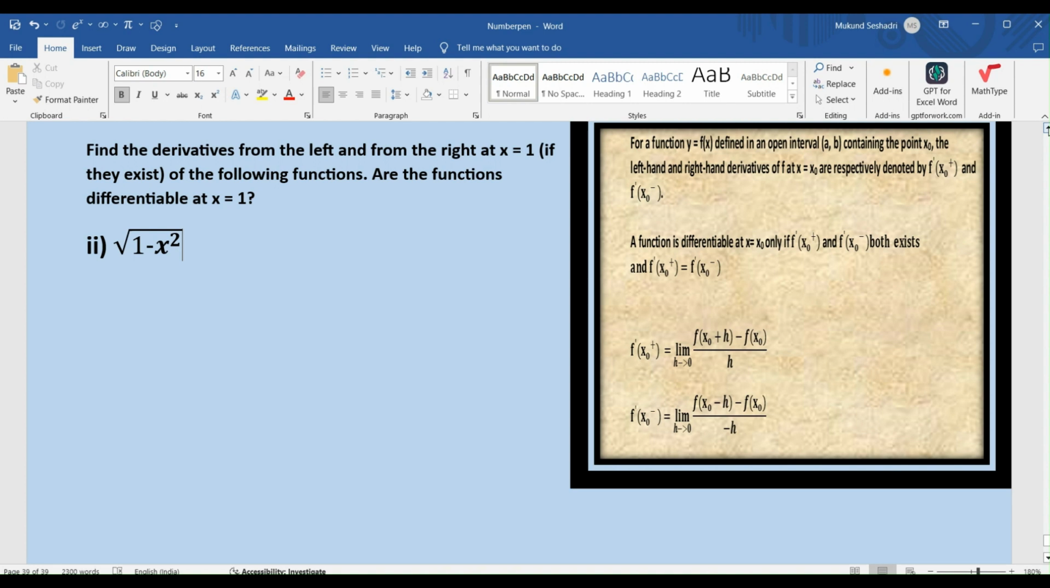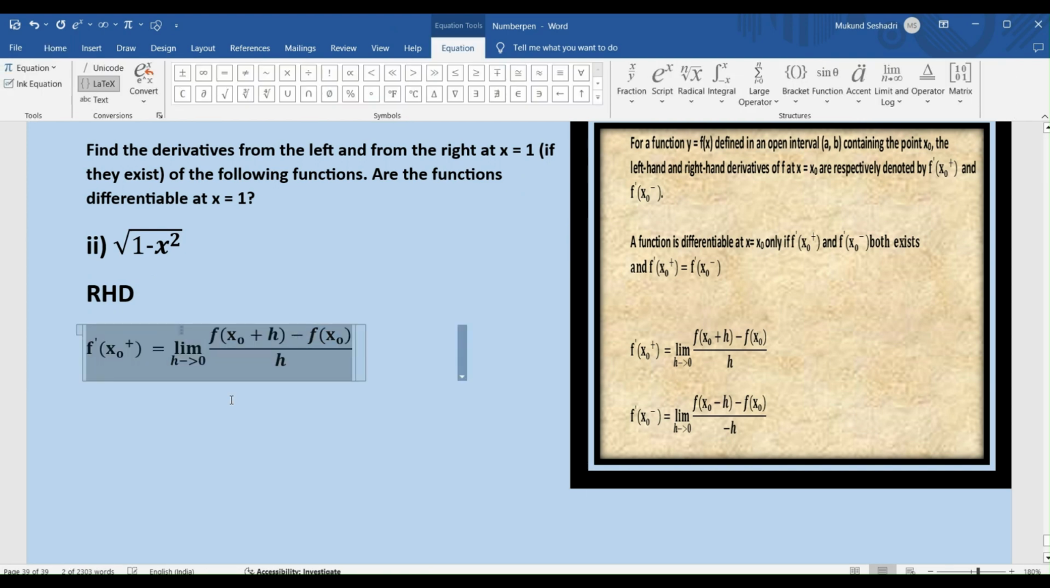So let's write the left hand and the right hand derivative, and again drawing your attention to what we have on the right of the screen, where we have the conditions for differentiability: a function is differentiable at x equals x naught only if f dash of x naught plus and f dash of x naught minus both exist, and f dash of x naught plus equals f dash of x naught minus, right? And let's write our RHD, which is our f dash of x naught plus, right? So this is what we have.